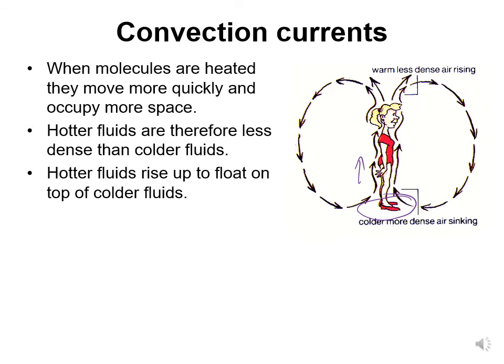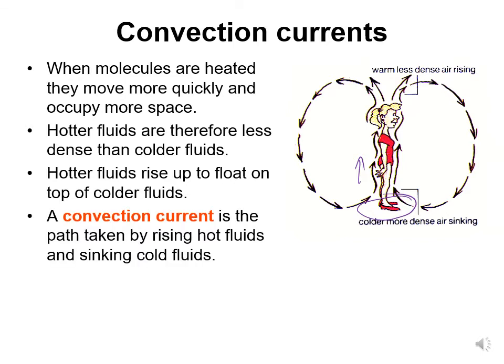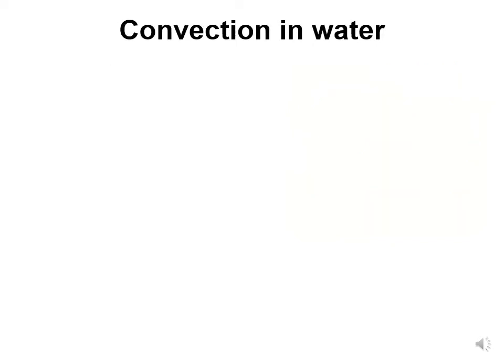Now what happens as it gets to the top, though, is that the fluid begins to cool down, it becomes denser, the particles get closer together, and they begin to fall down again. This is known as a convection current, and is the path taken by rising hot fluids and sinking cold fluids. So you can see this example in convection.